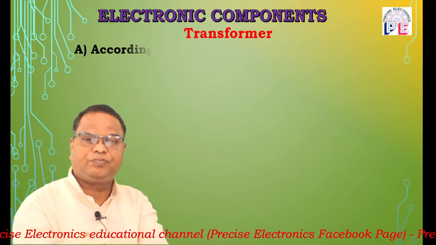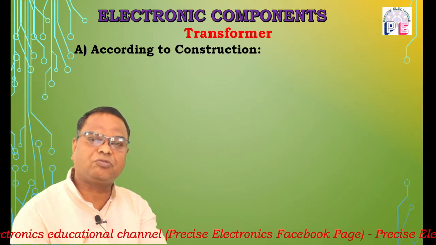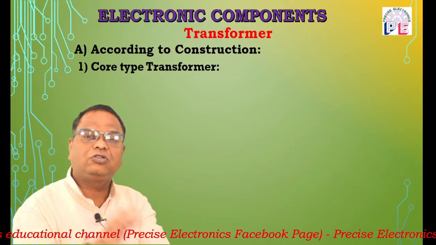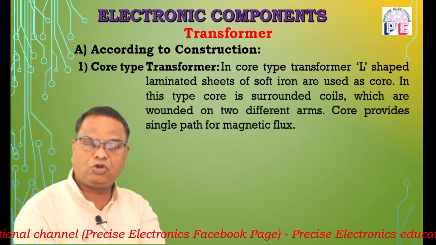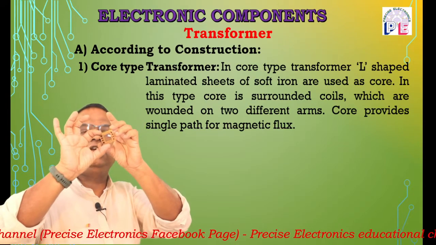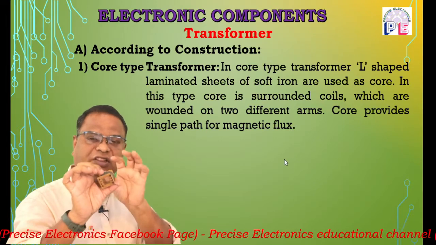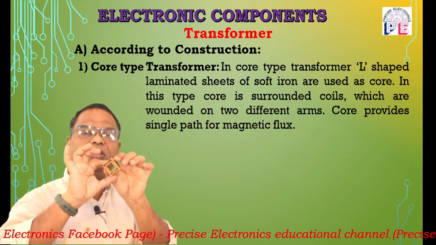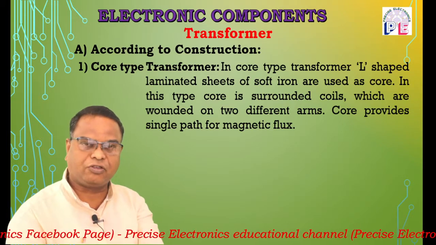Now the first type, that is according to constructions. According to construction, the first type of transformer is core type transformer. In core type transformer, L-shaped laminated sheets of soft iron are used. First of all, what is core? The core is the space inside the former. Suppose this is a former, which is made from plastic, and the space inside that hollow former is known as a core. So in core type transformer, this hollow former is filled by using L-shaped laminated sheets of soft iron. So that is core type transformer.